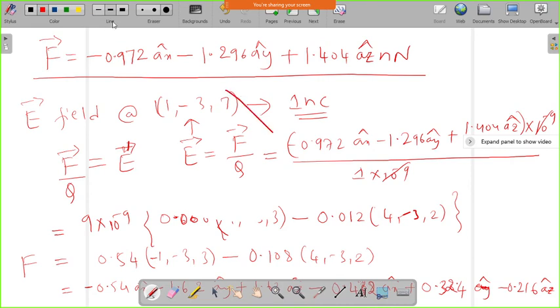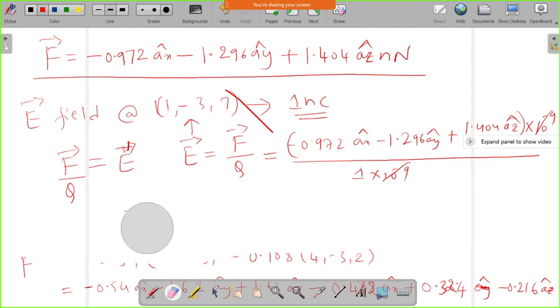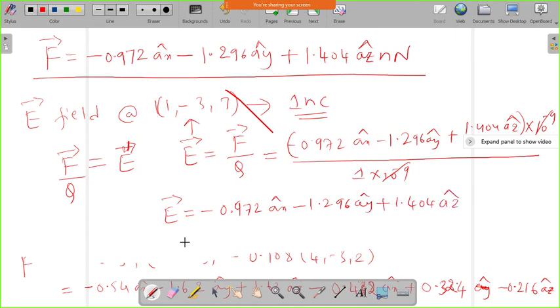So the electric field produced due to this charge at this point is the vector minus 0.972 AX minus 1.296 AY plus 1.404 AZ. This is the electric field strength produced due to this charge at this point.